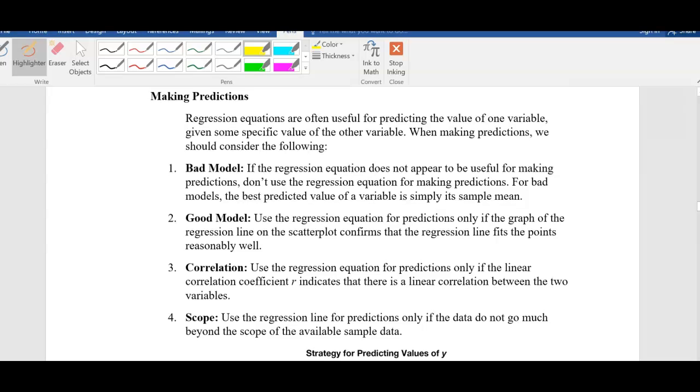Okay, let's look at what a good model is and a bad model. A bad model does not appear to be useful. So the regression equation does not appear to be useful. It is very far away from a line, okay? We cannot use it. A good model, the regression predicts well, and the regression and scatter plot conform.